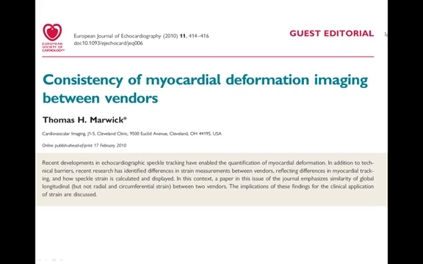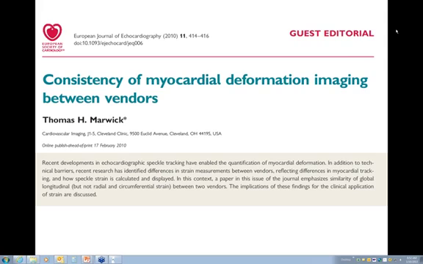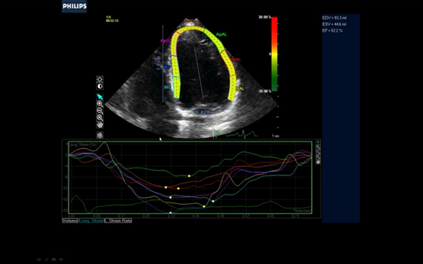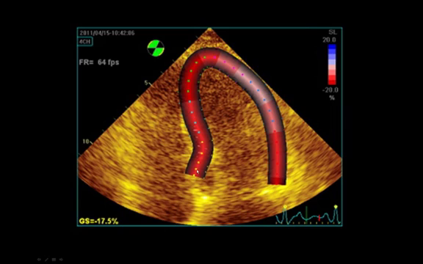So this is a reference in EJE now 3 years ago from Dr. Marwick explaining the differences between the vendors and that there's a different inconsistency. So there has been this big push to make the vendors more consistent. Two vendors mainly, GE and Philips. The GE system, as you can see now on the screen, depends on this map, this horseshoe map, and these tracking of pixels around the area of the dots.